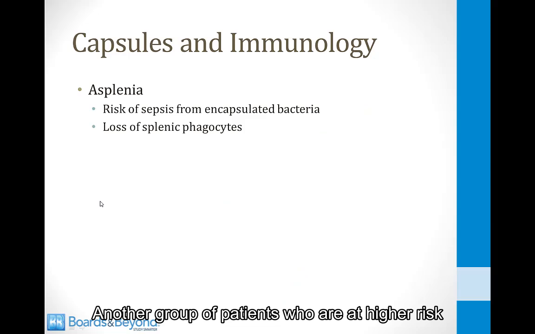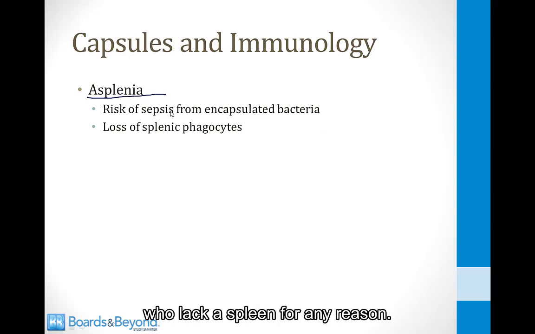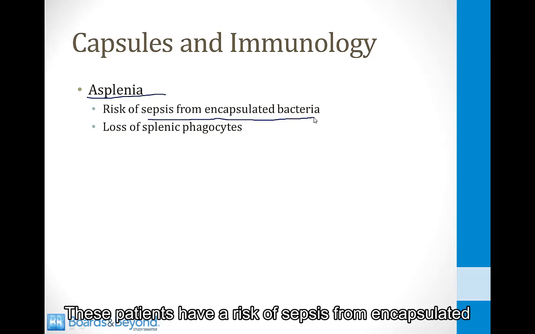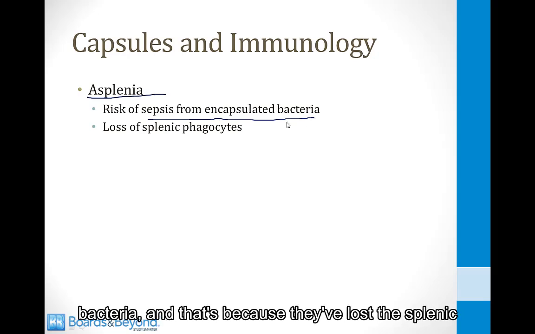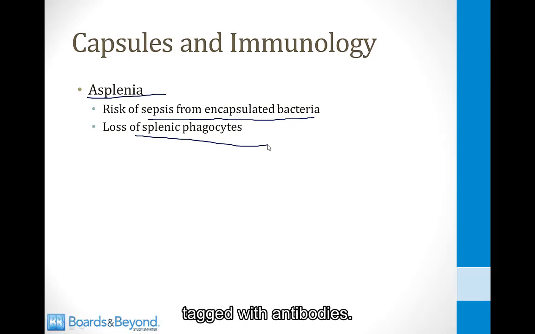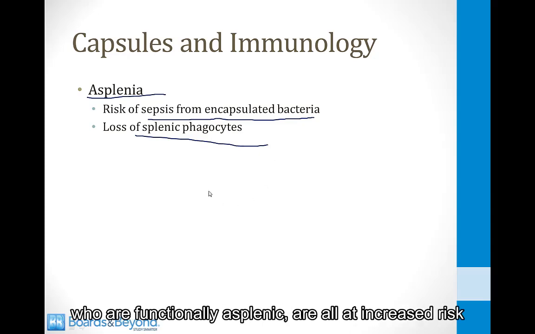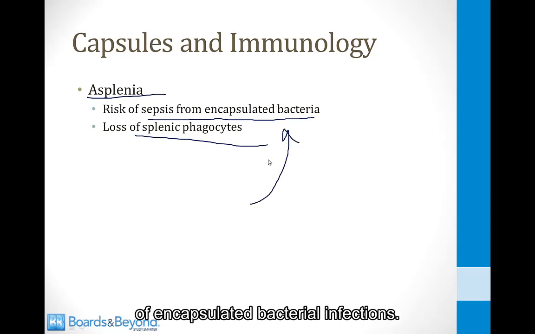Another group of patients who are at higher risk of infection from encapsulated bacteria are patients who lack a spleen for any reason. These patients have a risk of sepsis from encapsulated bacteria, and that's because they've lost the splenic phagocytes, which consume these bacteria after they've been tagged with antibodies. So patients who have had their spleen removed, or patients with sickle cell anemia, for example, who are functionally asplenic, are all at increased risk of encapsulated bacterial infections.